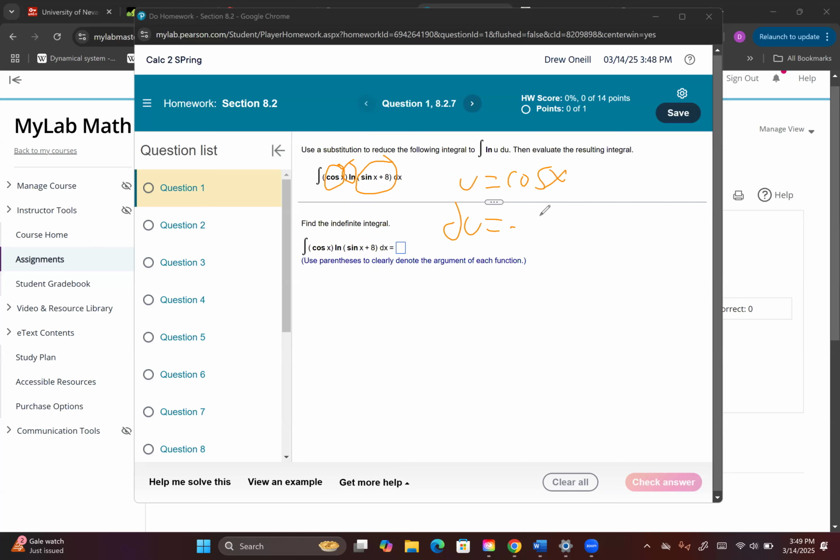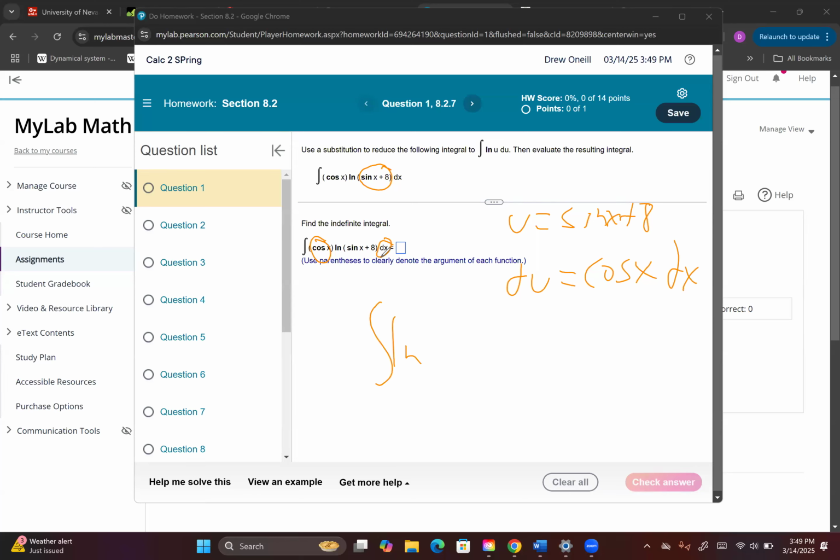And if that's u, what's du? It's cosine of x, okay? Which I have right here. That's perfect. So that part and that part are going to be du. Should write a dx here. So what we really have is ln of, instead of sine of x plus 8, I called that u. I have ln of u. And then the cosine x dx just becomes du, right? Magically. And then we have to know how to take the antiderivative of ln u.